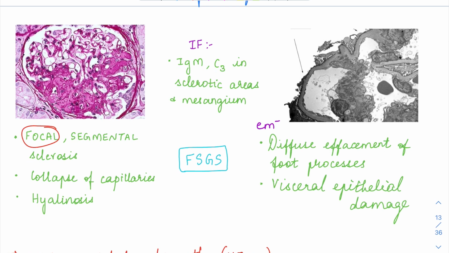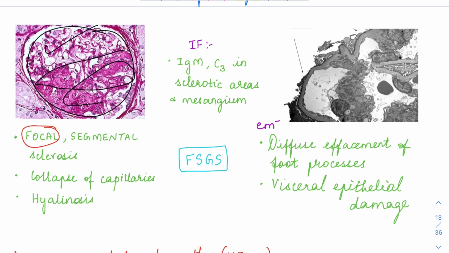And segmental. Segmental means a part of the glomerulus. Suppose I am telling you that 5 glomeruli are being involved. Out of these 5 glomeruli also, only a part of the glomerulus, not the entire glomerulus, is going to be involved. So in this example, if you see, this is the entire glomerulus, but only this part of the glomerulus is being involved. This is all being normal, right?